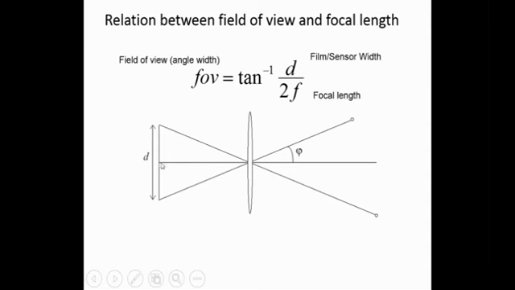So you can just do the simple geometry to figure out that the tangent of half the field of view is equal to d over f, opposite over adjacent. This is f, this is d. So the tangent of this angle is equal to 1/2 d over f. And so then the inverse tangent of 1/2 d over f is equal to the field of view.